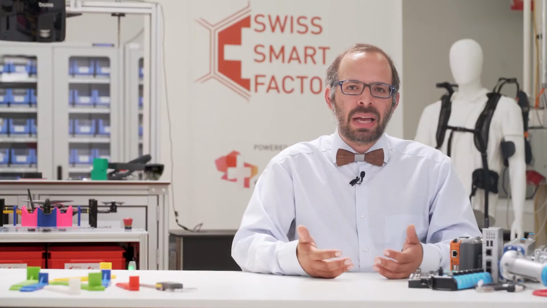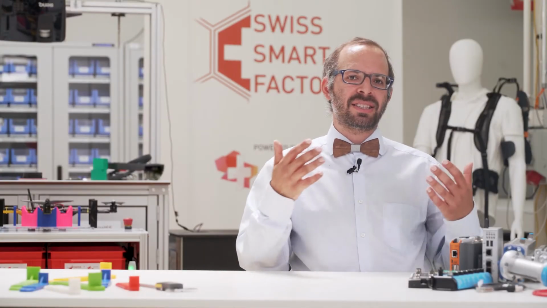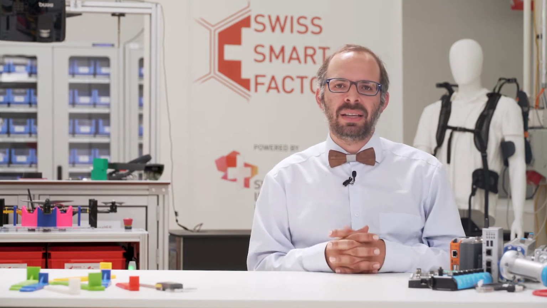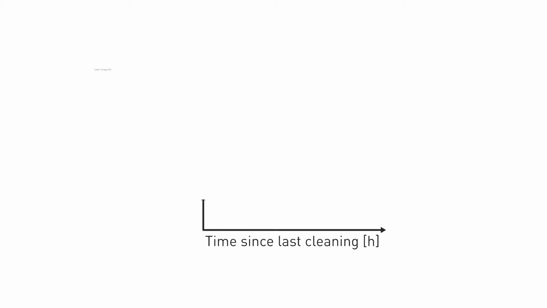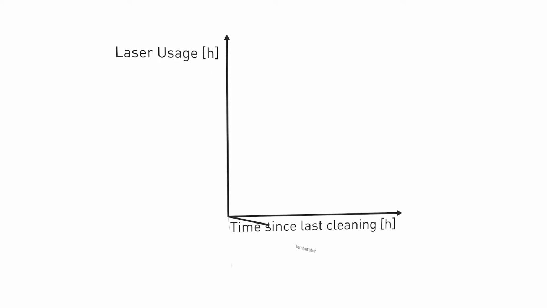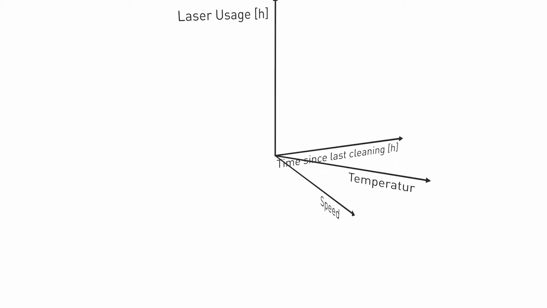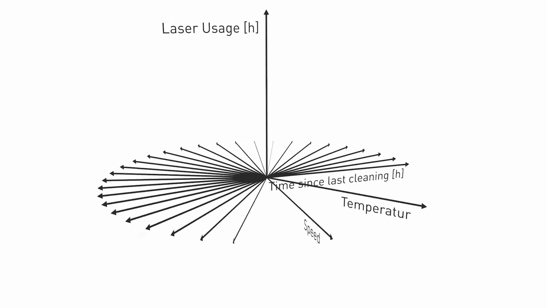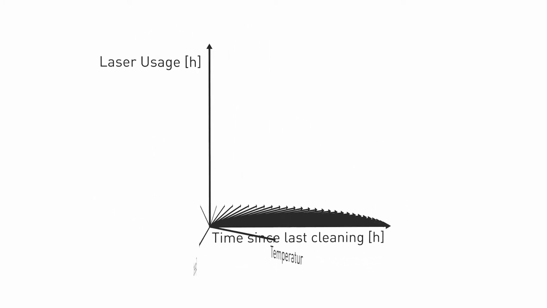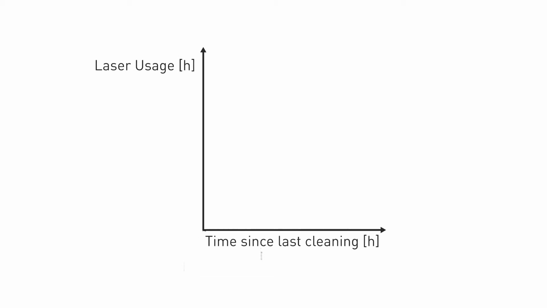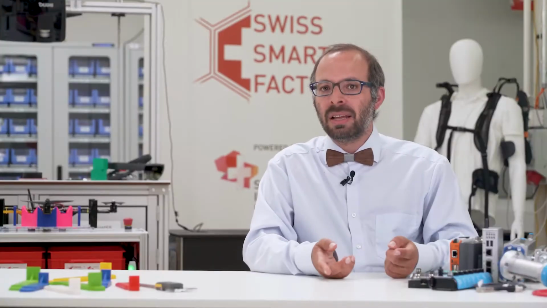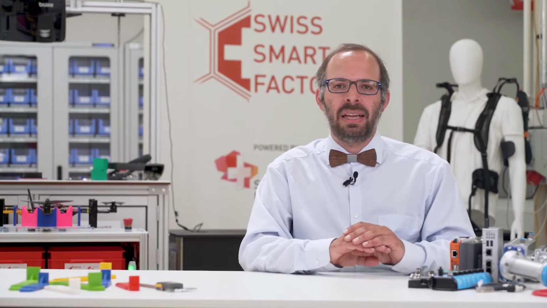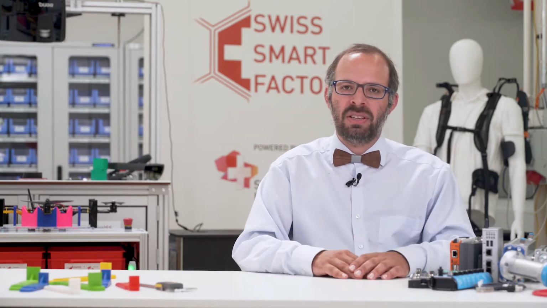To explain what the algorithms are going to do, let's take a step back and visualize the data that we provide to the algorithms. The time since the last cleaning on the x-axis, the laser usage on the y-axis, and many more like temperature, printing speed, and hundreds of additional parameters on the other axes. As I am very bad at visualizing in 100 dimensions, we will only look at two-dimensional visualizations. The algorithms, however, can easily work with hundreds of dimensions.